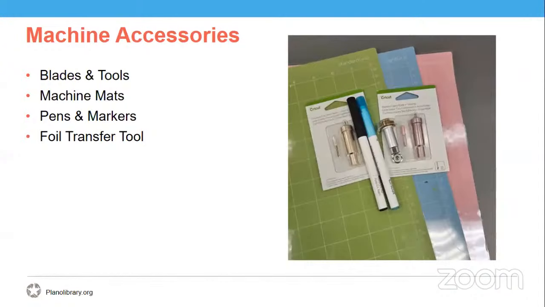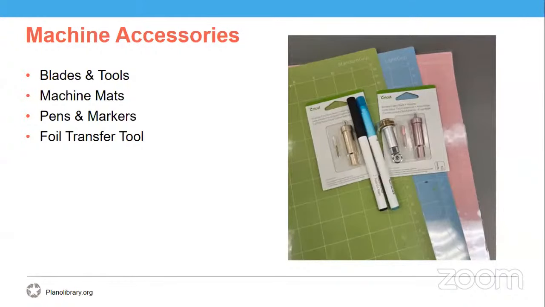All right. So machine accessories, there's a bunch. So beyond the machine itself, Cricut requires certain accessories to function. The mandatory accessory depends on model, but typically includes your blades and tools. The Cricut machine has over 19 different kinds of blade attachments.